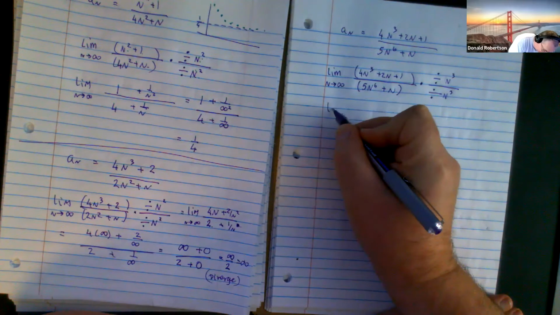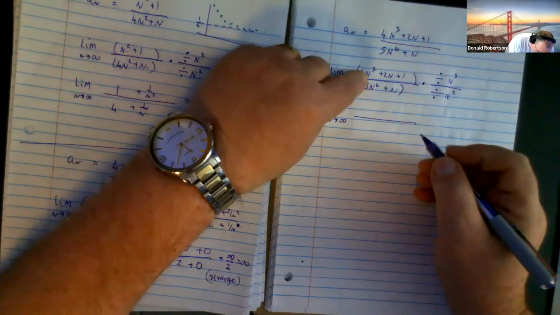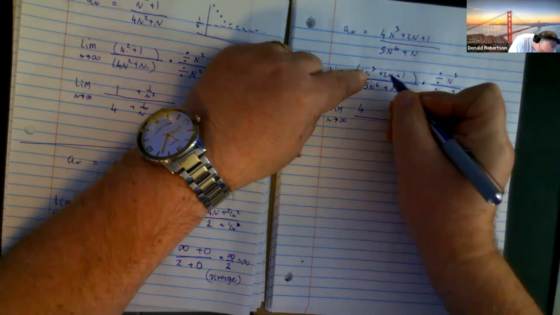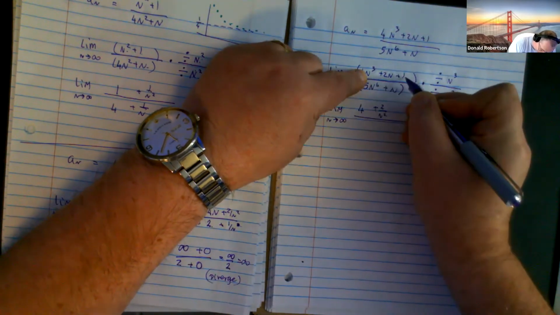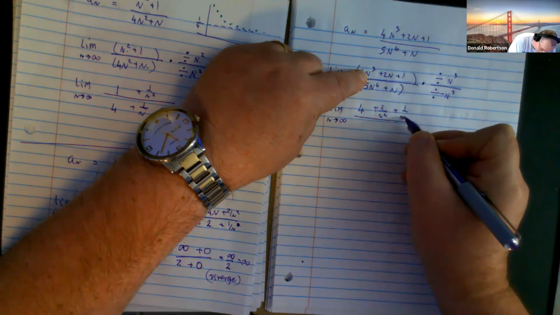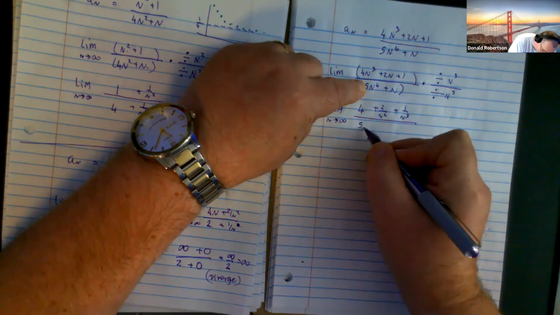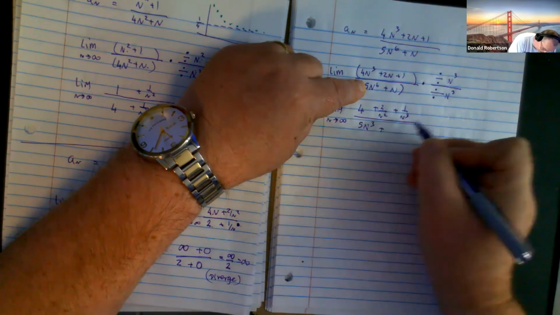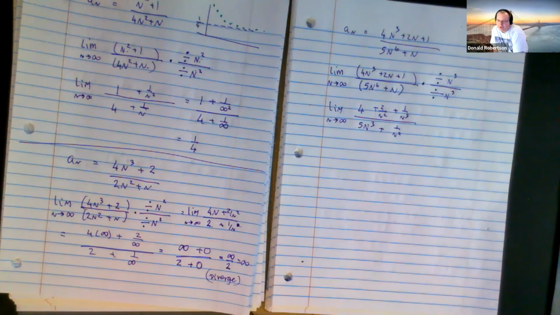Let's see what we get then. If you divide this by n cubed, you get a 4. You divide this by n cubed, you get 2n squared. You divide that number and you get 1 over n cubed. You divide this by n cubed and you still get 5n cubed. And you divide this by n cubed, you get 1 over n squared. Are we comfortable about the pieces, where they all come from?